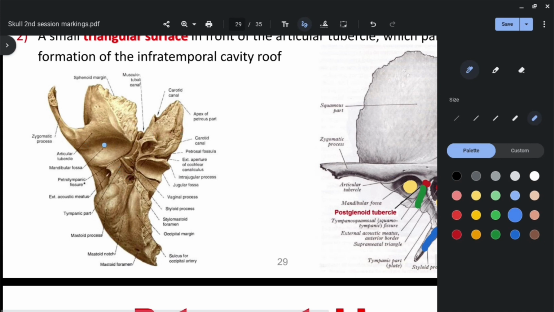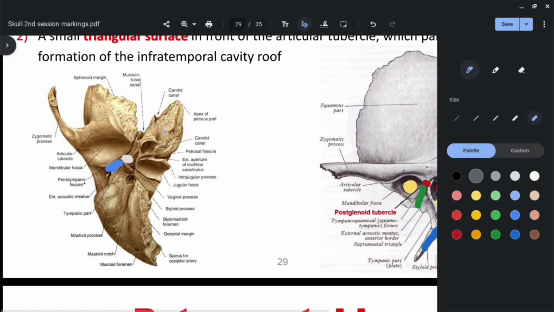So now we have the inferior surface of the temporal bone. In here we can see this is the mandibular fossa. Posterior to the mandibular fossa we have the external acoustic meatus here, and here we have the tympanic part. And as I discussed earlier, we have the vaginal process of the tympanic part. Here you can see, this is the vaginal process of the tympanic part. So now we start from the anterior part to the posterior. We will discuss the foramens and other things.